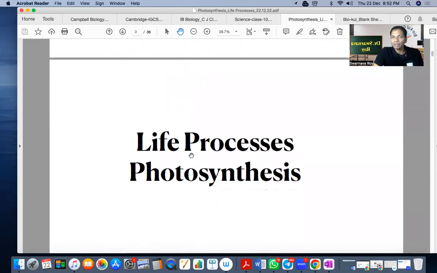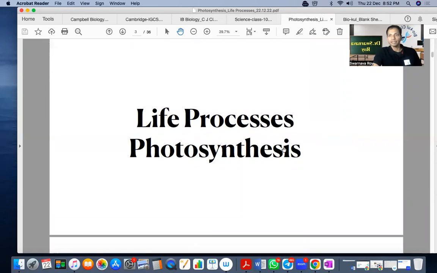As I said, today's topic is from the chapter Life Processes, Photosynthesis. So in this class, we will try to cover all the important topics which are required for the photosynthesis chapter. This will help students from CBSE, ICSE, even from the IB board. So these topics are common. So let's proceed with this chapter.